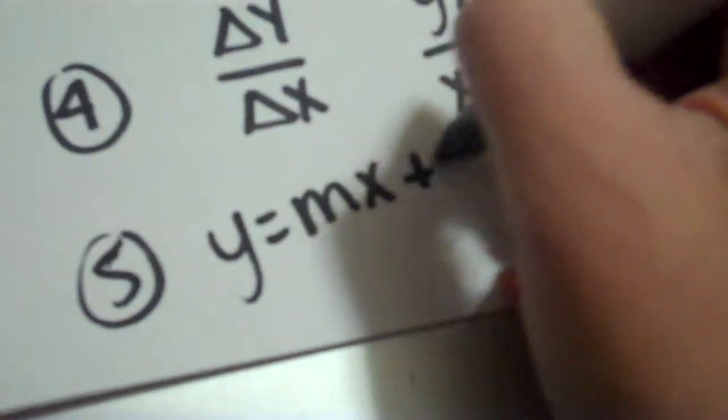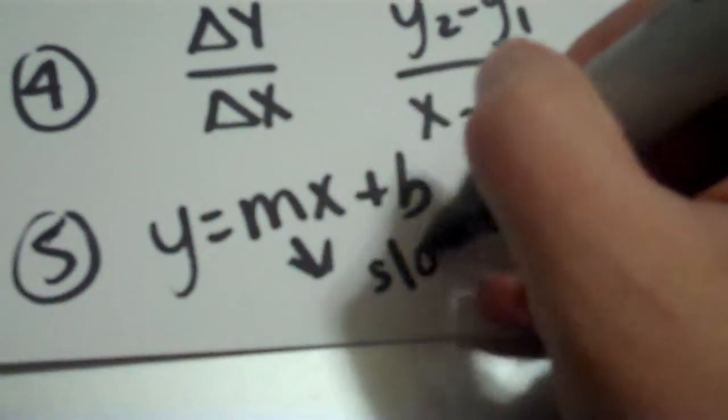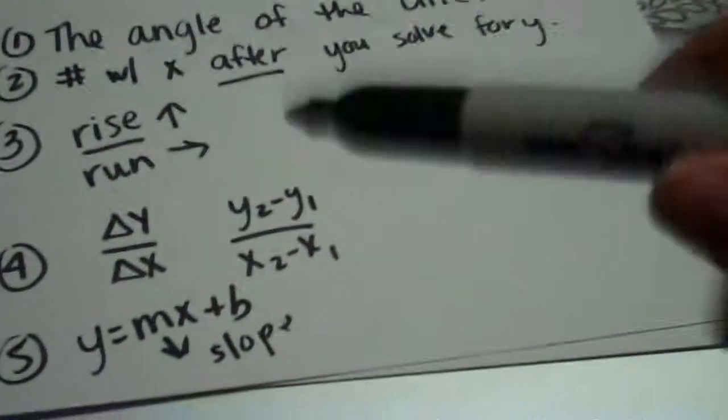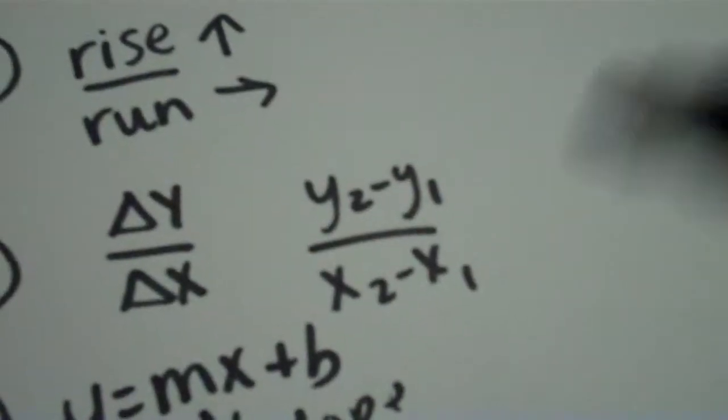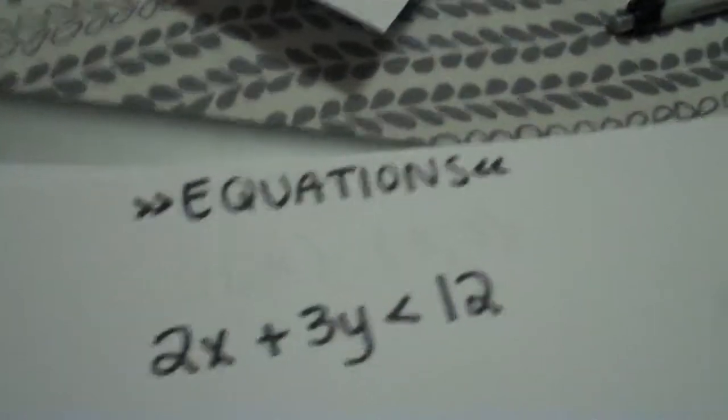And then the last thing is when you have y equals mx plus b, that m right there, that's the slope. So slope has all of these definitions, and you do have to memorize all of them because I don't know if they're going to give you rise over run, or slope formula, or the equation, or ask you about the angle of the line. But you got to know all of them. Okay? So first, let's start with equations.